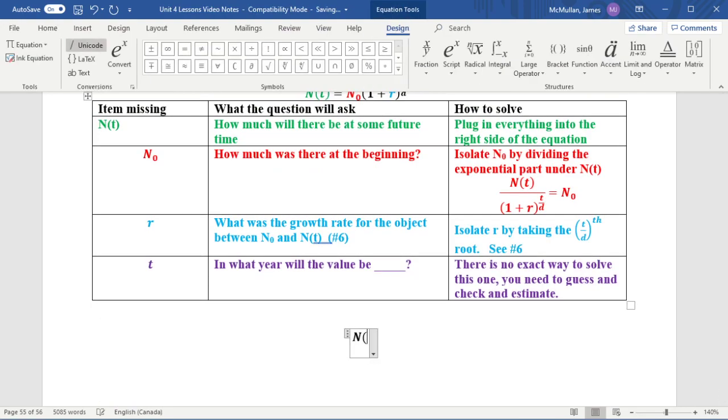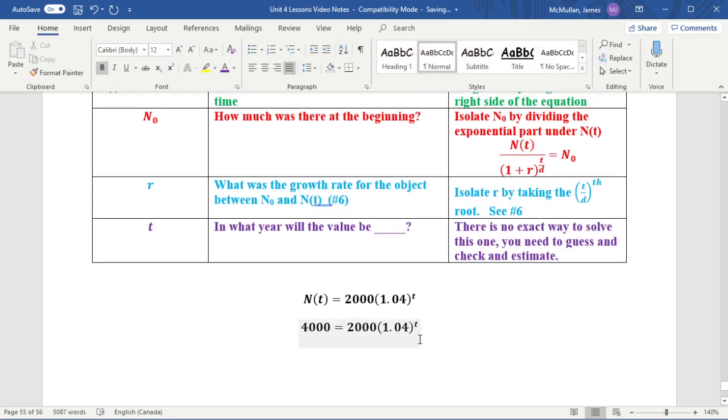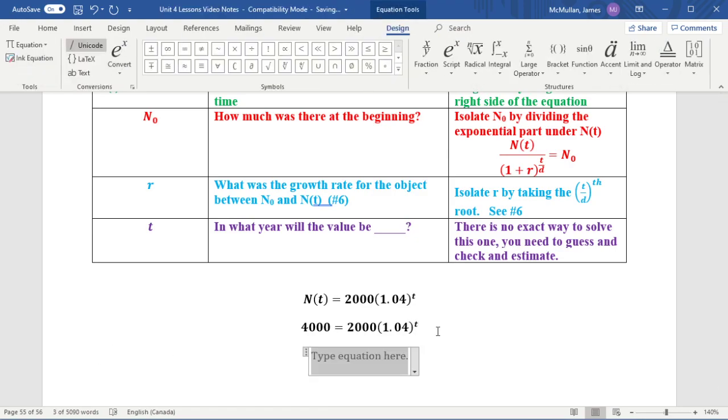Okay. So n of t is equal to $2,000 times 1.04 to the power of t. Now, we don't know what year it is, but we do know that it doubled, right? So we know that 4,000 is equal to 2,000 times 1.04 to the t. Now, if I take the 2,000 and divide it over to the other side, I get this equation.